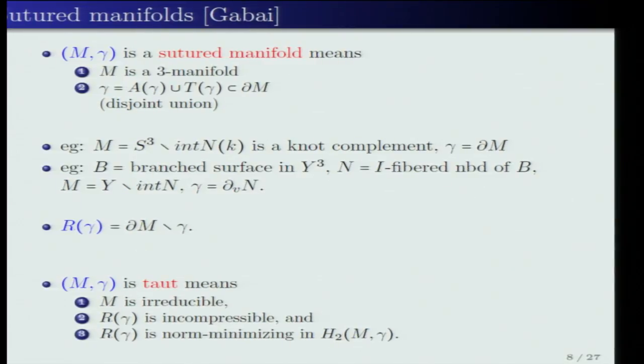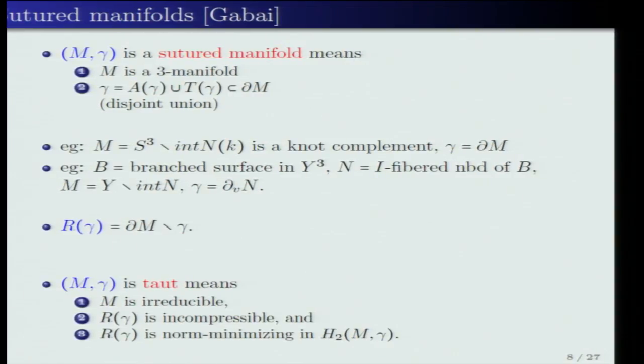Okay, so Gabai introduced this notion of sutured manifold. A sutured manifold is just a 3-manifold M together with a subset of its boundary. If my boundary is empty, that subset is going to be empty. But in general, that subset gamma is going to be a disjoint union of annuli and tori. So we've got some collection, possibly empty, of annuli on the boundary, and some collection of toral boundary components, again possibly empty.